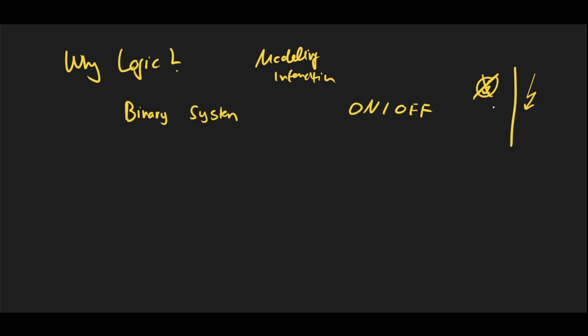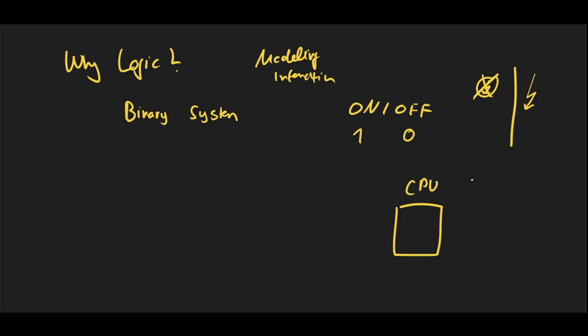We can simply say, whenever there is electricity flowing through this little wire right here, we represent this as a 1. And if there's no electricity flowing through this little wire, we represent this by 0. This is a very quick introduction on how this stuff will work. I will upload more videos in the future.